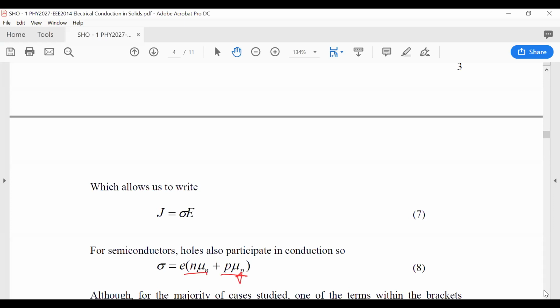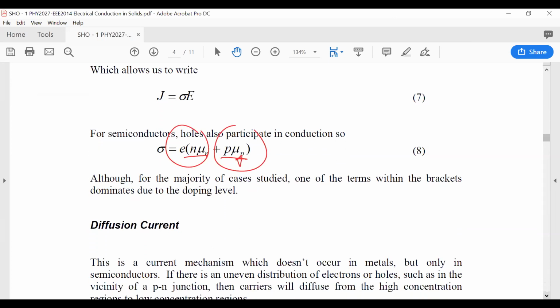Although this is the full definition of conductivity in a material, it's worth pointing out that in most semiconductors, one of the terms in brackets dominates, either the first one due to electrons, or the second one due to holes, because the material is doped, and this can dramatically increase the concentration of electrons or holes relative to the other one. So usually just one dominates, and we'll come on to that too.